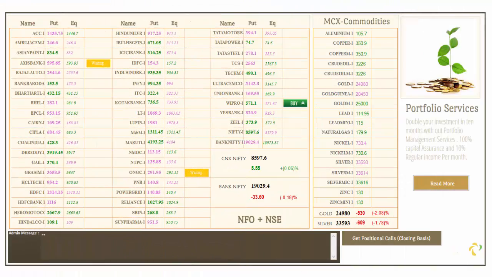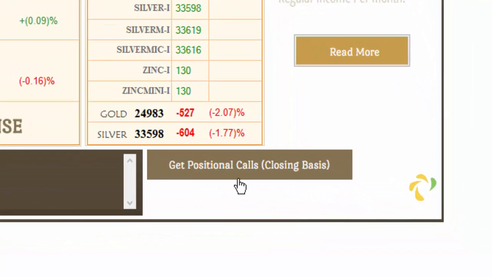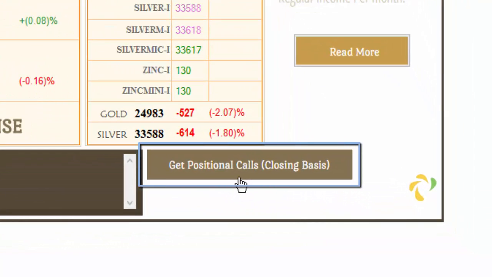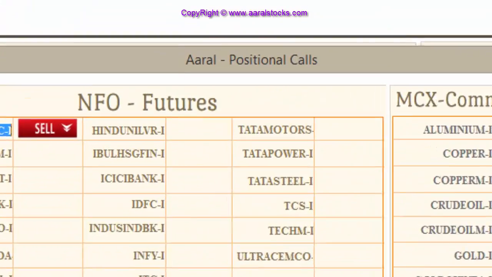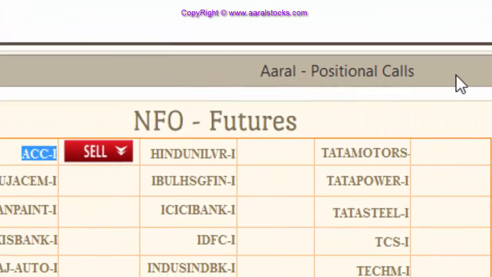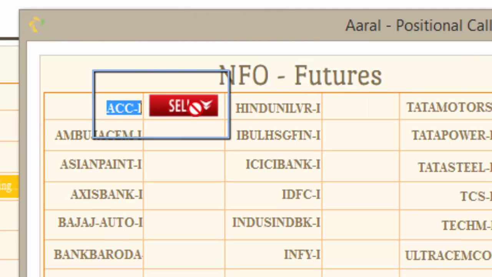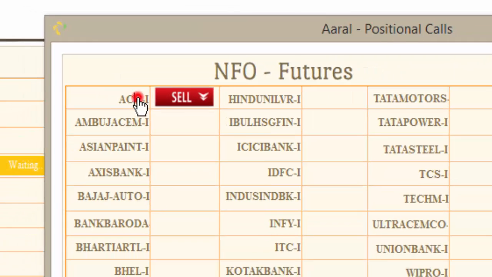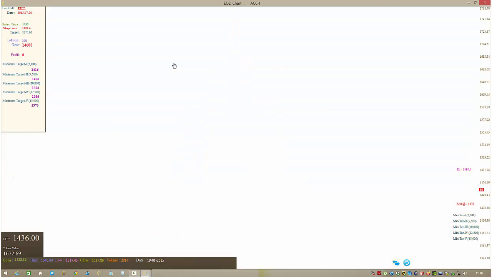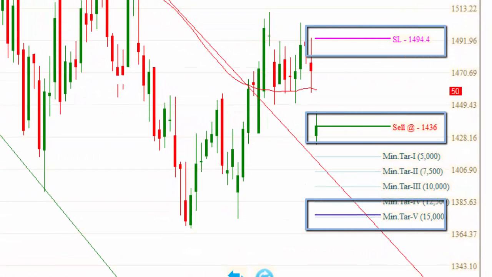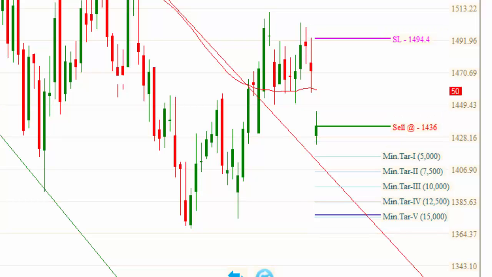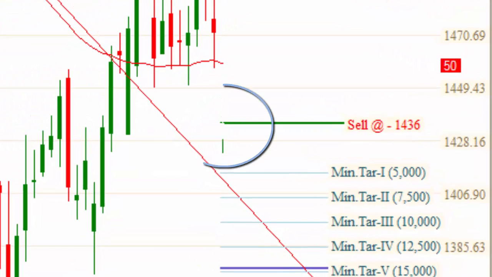Now we understand how to open and how to understand the EOD chart of a particular script. So now we are going to see how to get a buy and sell recommendation for positional trading. To get a buy and sell recommendation in positional trading, you have to click the positional calls closing basis button between 3 to 3:15, because we generate the buy and sell recommendation for positional trading based on the closing prices. So I recommend you click this button between 3 to 3:15, analyze the chart and place the order between 3:15 to 3:30.